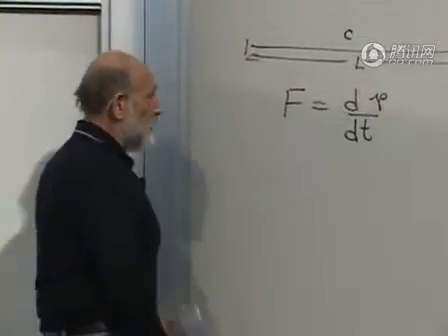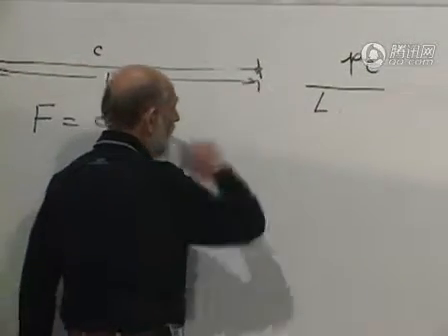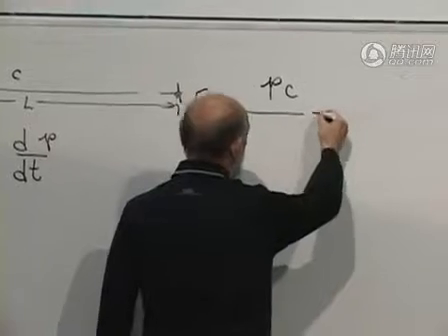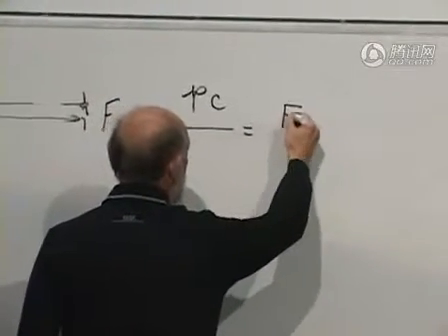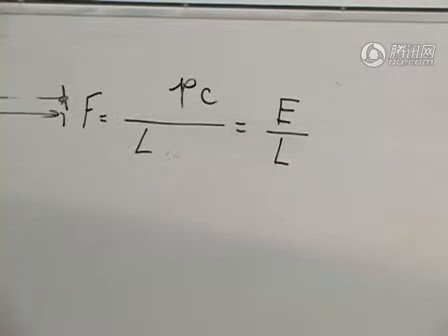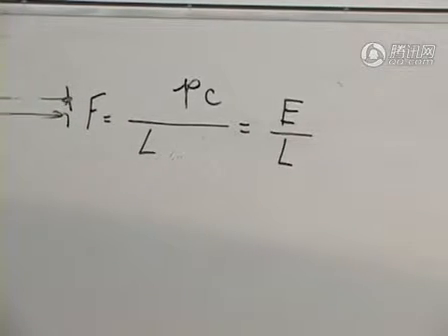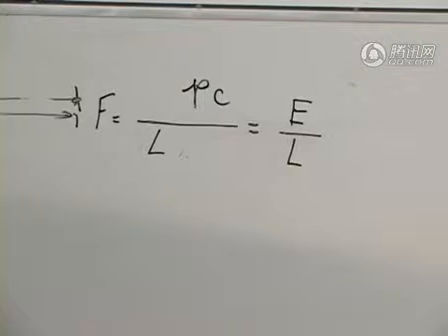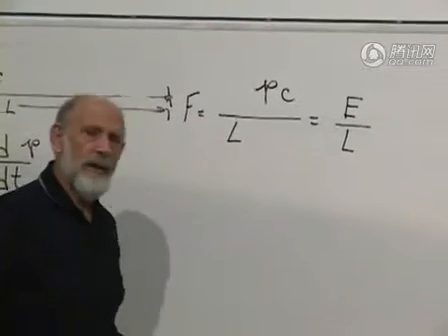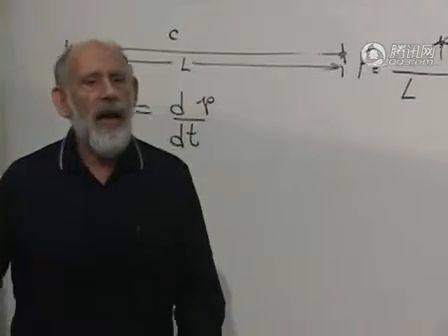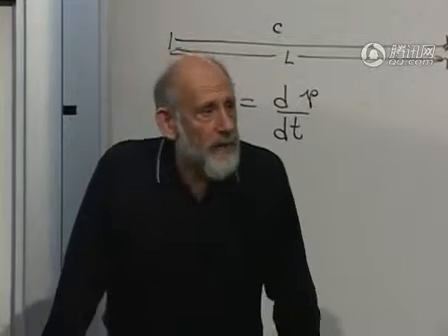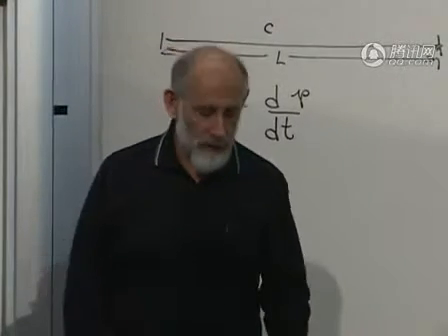So we can rewrite the force on the end here. This is the force, that's pc over L, that is the energy of the photon divided by the length of the box. Well, the photon rattles around many, many times, and we average over long periods of time. What is the energy divided by the length of the box? It's the average energy density. The energy divided by the length, the average energy per unit length.